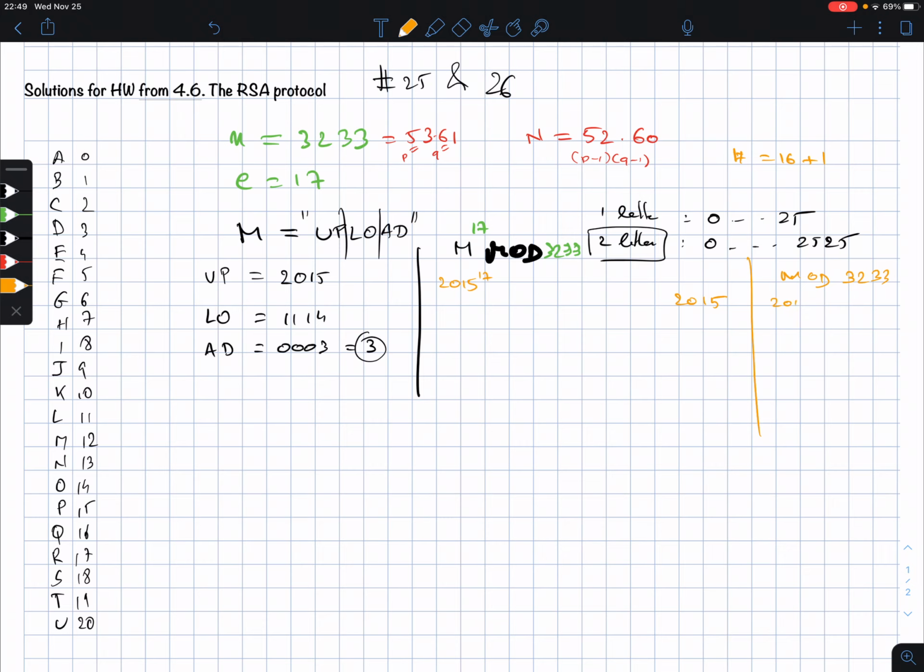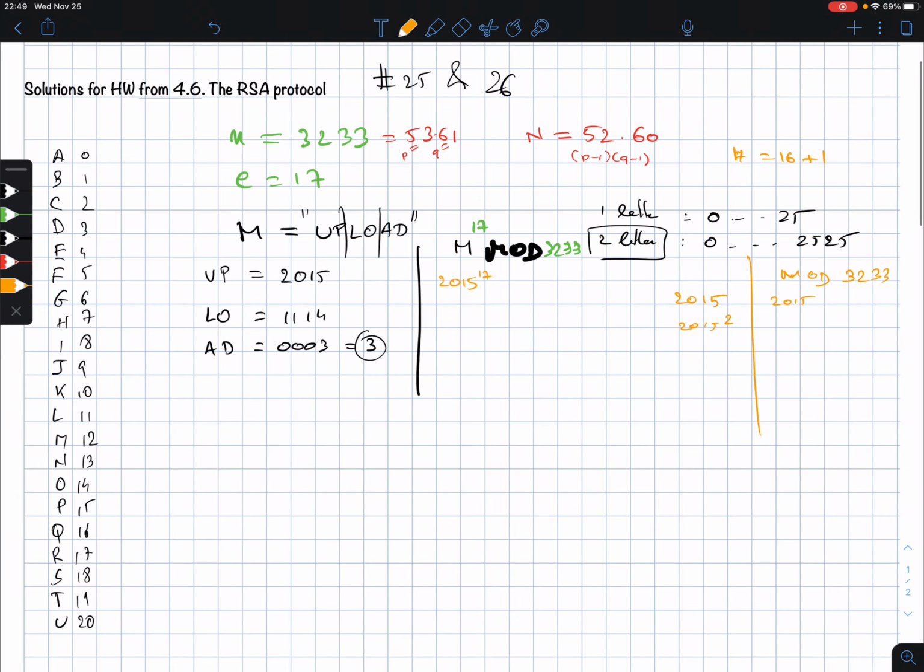So this is 2015. Then we take 2015 squared, and that, of course, we have to calculate. There's something wrong with my iPad. 2015, okay, square this. Where is my square now? That is 4060225, so 4 million, etc.